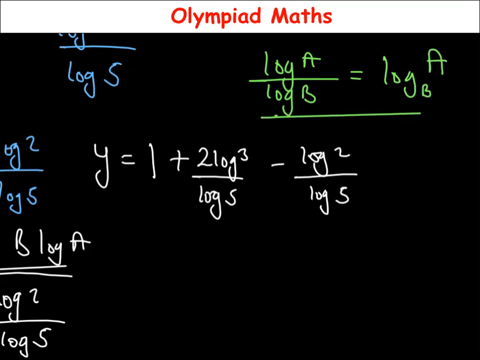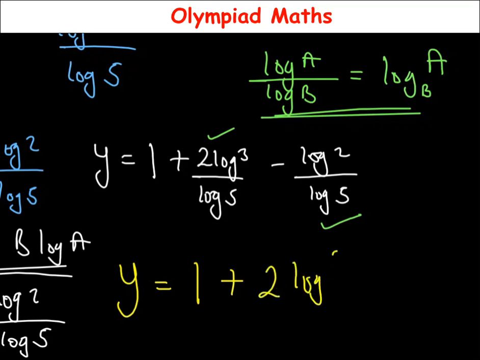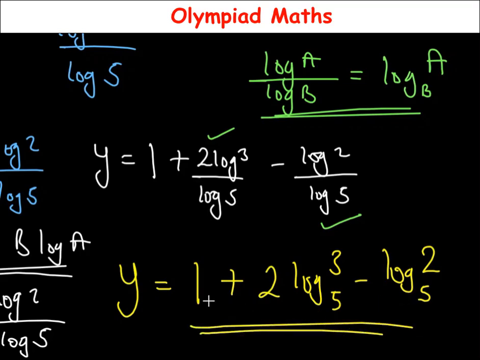So applying this rule right here and here also, the value of y is then equal to 1 plus 2 times logarithm of 3 base 5, minus logarithm of 2 base 5. And this is the final value for the solution for y, okay?